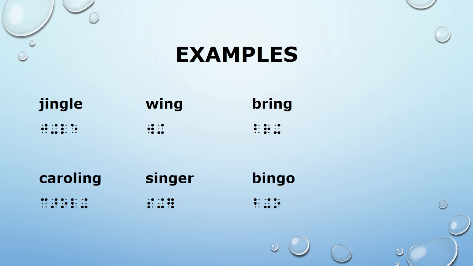We have these words: caroling, singer, and bingo. For caroling, we can make use of the two contractions AR and also ING. For singer, we can make use of the contraction of ING and ER. And lastly, bingo, we can make use of the contraction for ING.